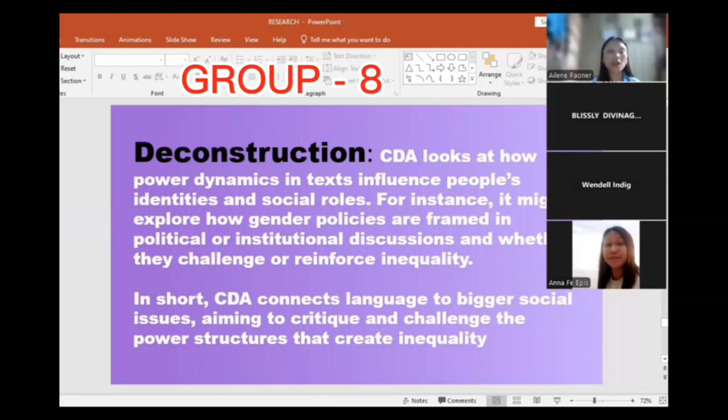It also explores how different discourses and texts are interconnected, showing how power dynamics influence people's identities and roles in societies. Ultimately, CDA aims to critique and challenge inequality.